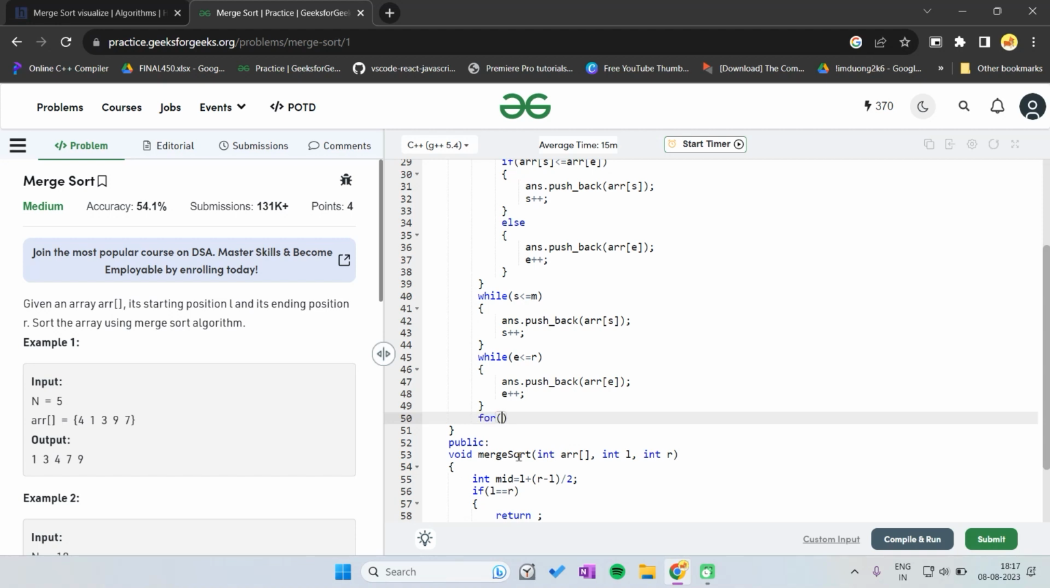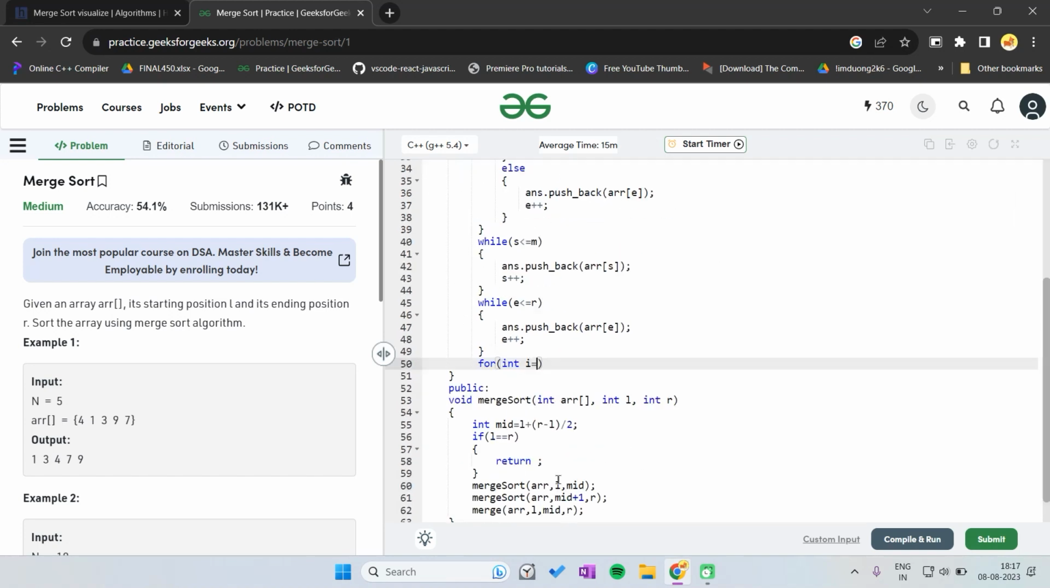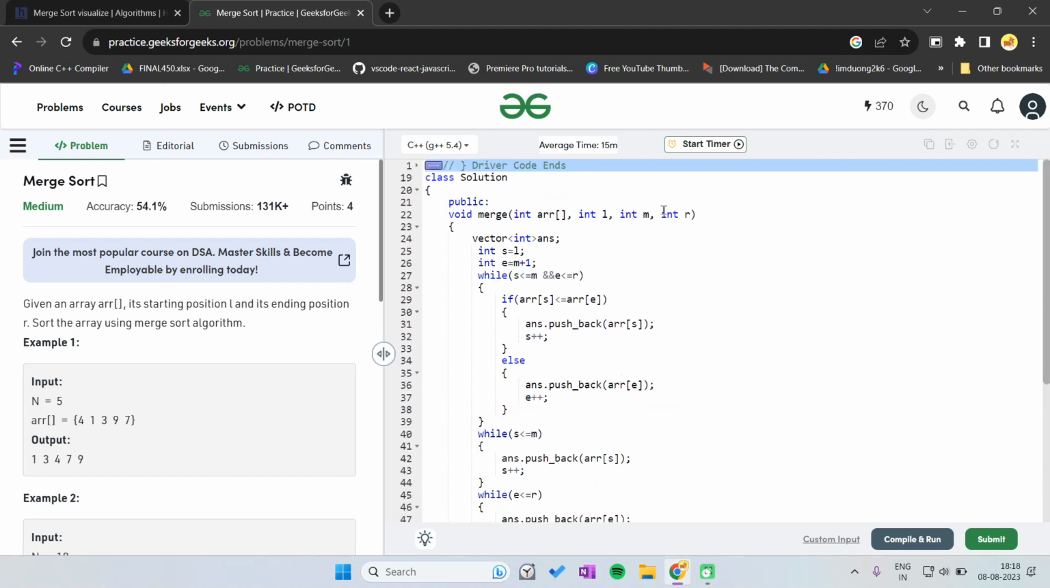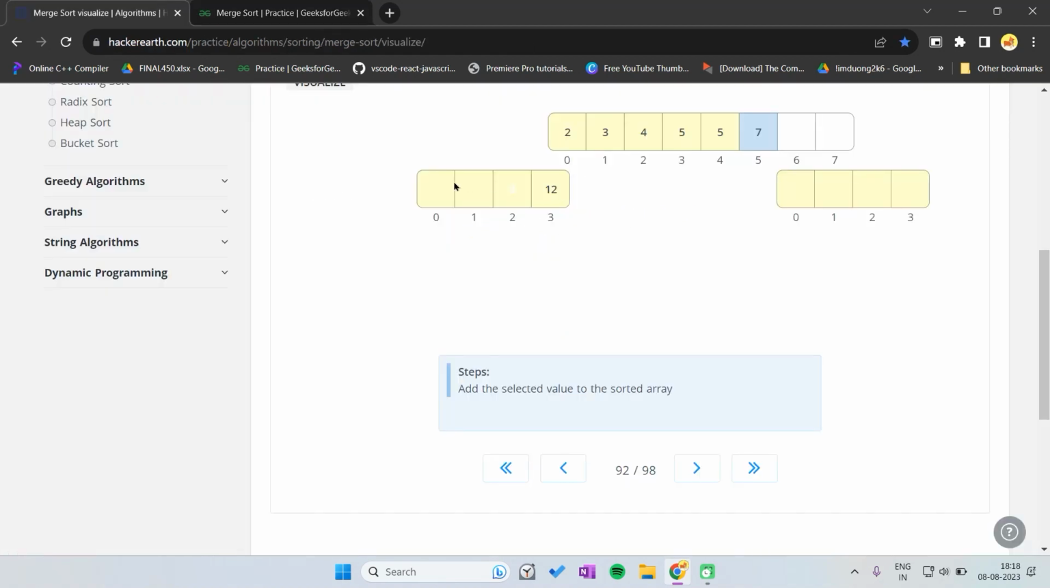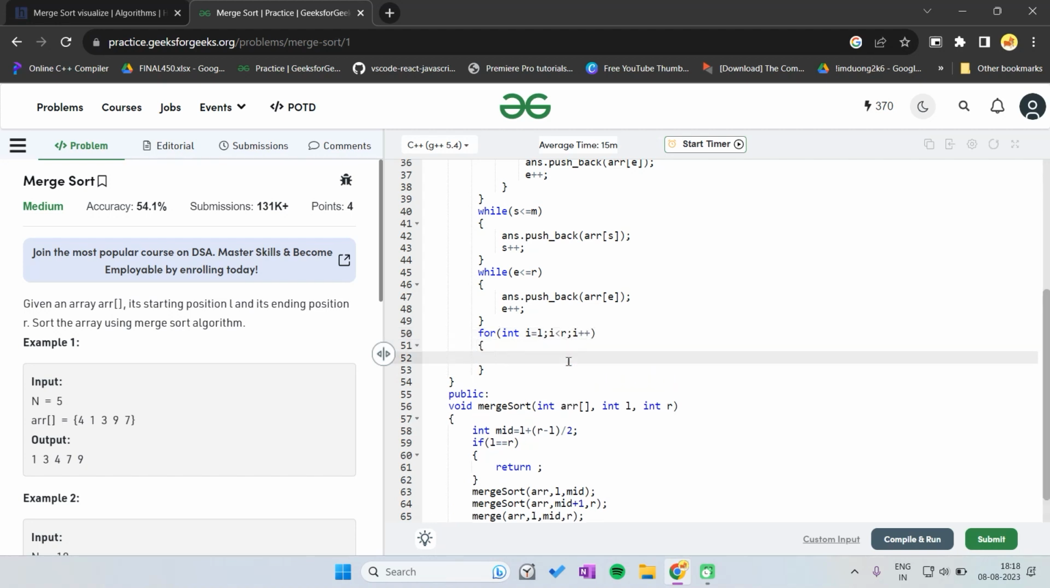So for int, it's where to start the for loop. One thing, so L, M, and R. So we have to start. Now, if we first take this, then we can say that this is L and this is R. We have to iterate till L and R. So we have to iterate from L, I less than R, and then I plus plus.